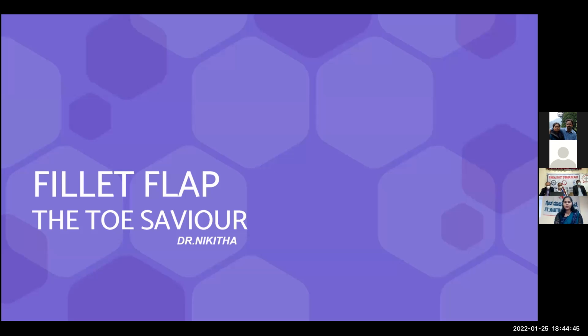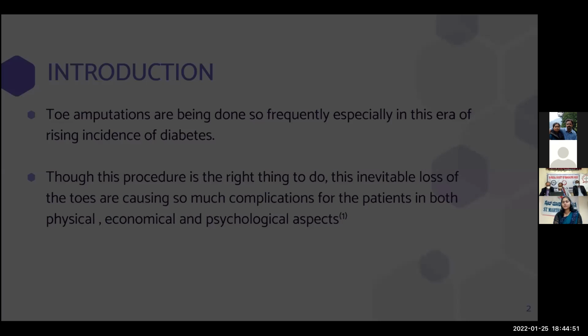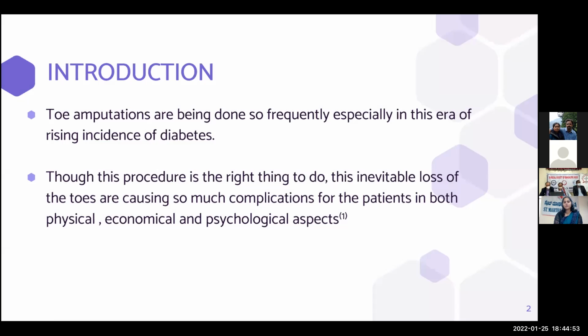Good evening, everyone. Today my paper is about fillet flap, the toe Saviour. Speaking about toe ulcers, the most common thing that is done for toe ulcers is toe amputation. And nowadays, toe amputations are being done so frequently, especially in this era of rising incidence of diabetes. Though this procedure is the right thing to do, this inevitable loss of the toes is causing so many complications for the patients in physical, economical, and psychological aspects.